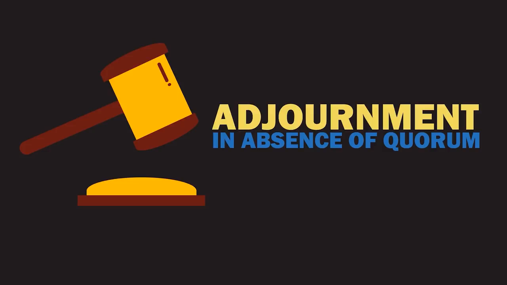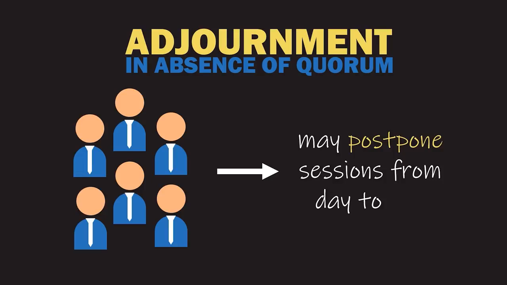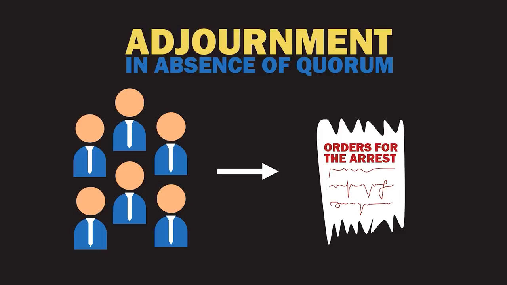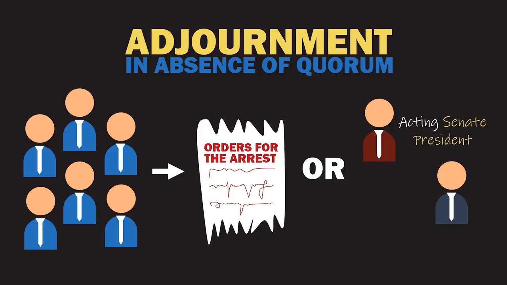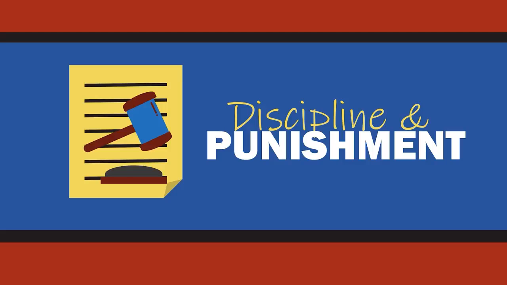In the absence of a quorum, a smaller number of members may postpone sessions from day to day. The present members can also issue orders for the arrest of the absent members and choose an acting Senate President or acting Speaker as an emergency measure. Next, discipline and punishment. The Constitution grants each House broad powers to discipline its members who are physically, mentally, and morally unfit. First is what we call suspension.